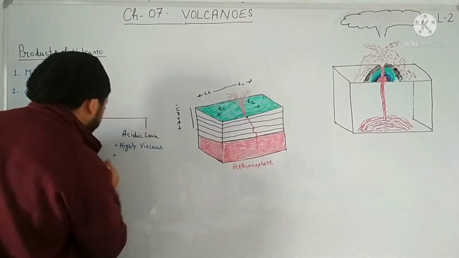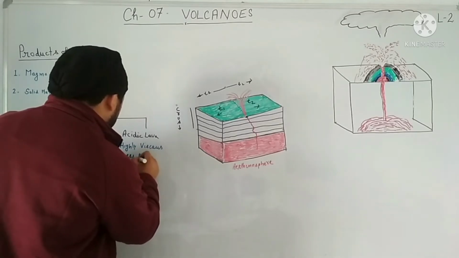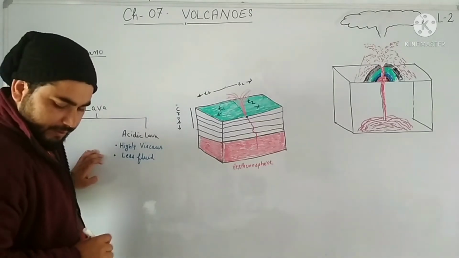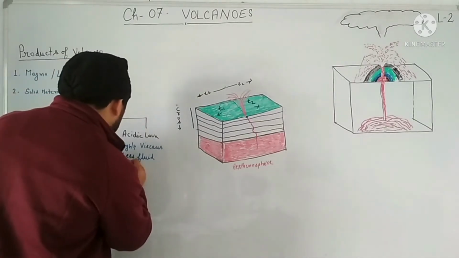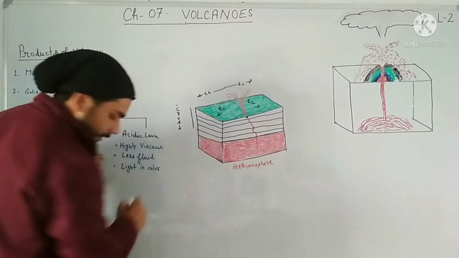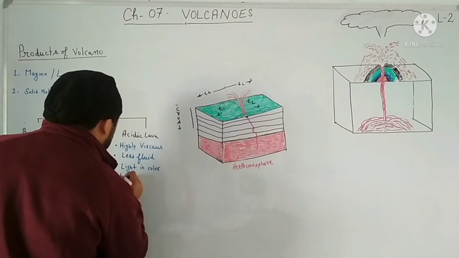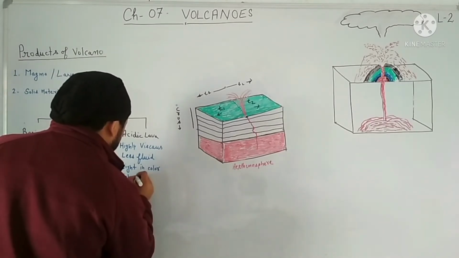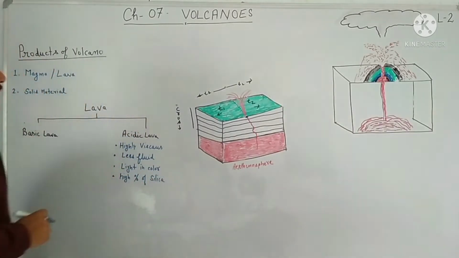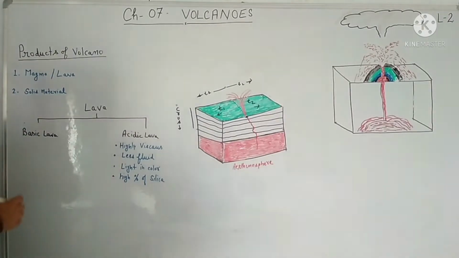And second, it is less fluid, and then it is light in color, and a high percentage of silica is there inside. So this is acidic lava.